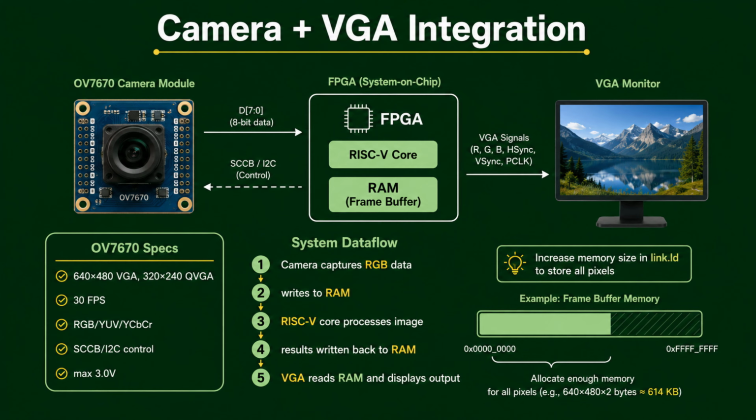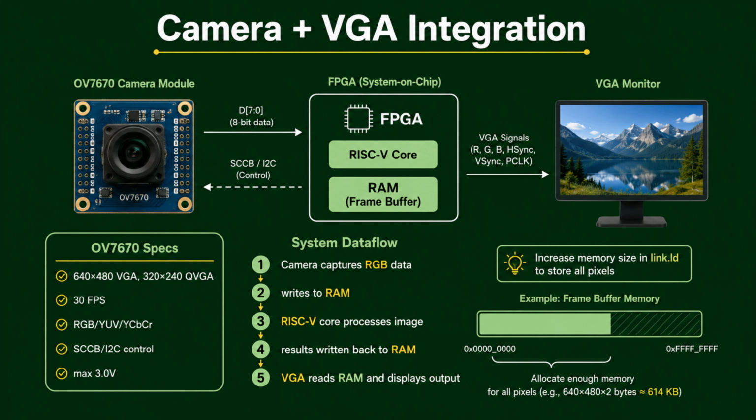First, the camera captures the scene. Second, incoming pixel data is stored in RAM. Third, the RISC-V processor or hardware accelerator reads those pixels and performs image processing. Fourth, processed pixels are written back into RAM. And finally, the VGA module reads the processed image and generates the synchronization and RGB signals required by the monitor.